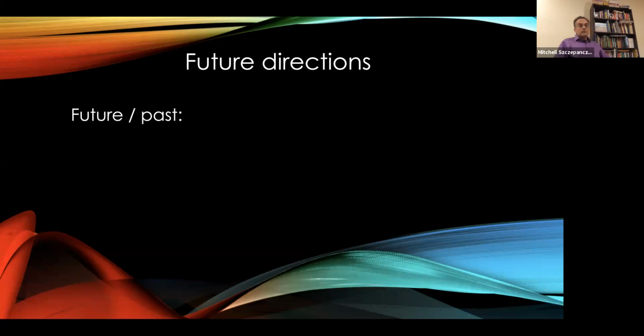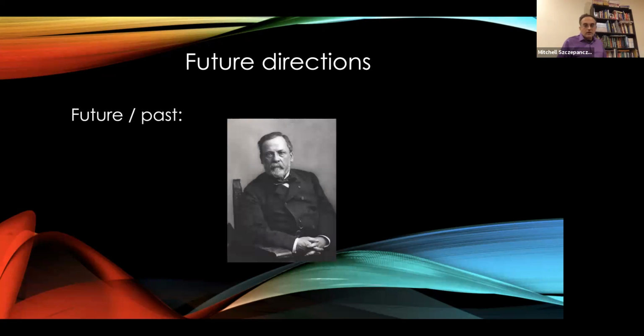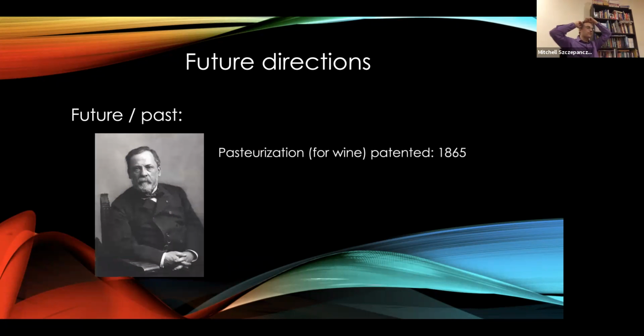And finally, we look at the past and we look at the future here. Folks might not recognize who this gentleman is, but you certainly know what his name is. This is Louis Pasteur, the French biochemist and namesake of the pasteurization process that's used for making milk healthy. Turns out that pasteurization was actually invented for wine. It was actually patented in 1865.